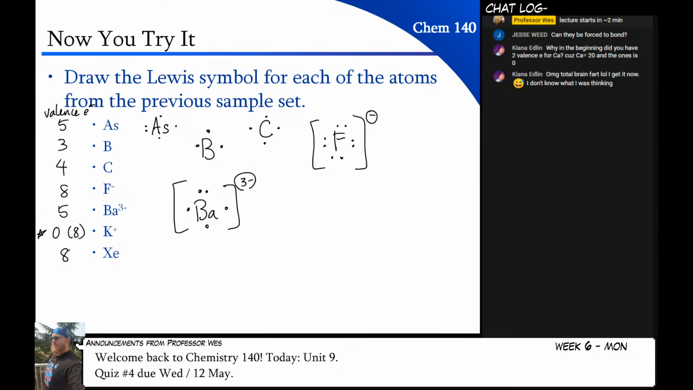And then I put brackets with a charge, and we're all set. Now I'm going to do Xenon next real quick, because Xenon is just 8. Again, there's only one solution for this one too. There you go.